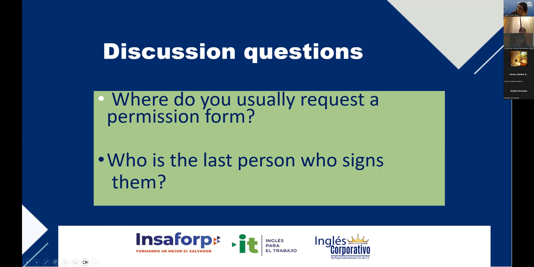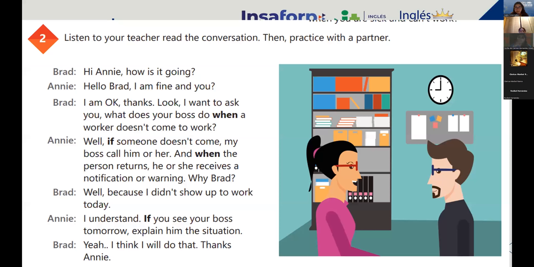Nice. Now let's move to the conversation. Check this. Remember we said we are using if and we are using when, right? These are the two words that we are going to be using. We're talking about conditional type zero. That's zero conditional. Check the structure.